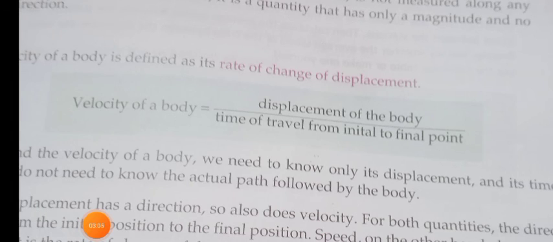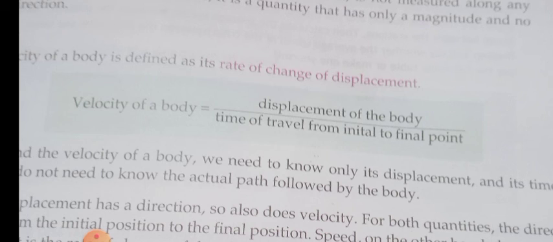And the next one is velocity. Velocity of the body is the rate of change of its displacement. So displacement of the body divided by time taken is called the velocity of the body. Keep in mind, distance by time taken is speed, displacement by time taken is velocity. Do you understand, children? Yes, that sounds good.